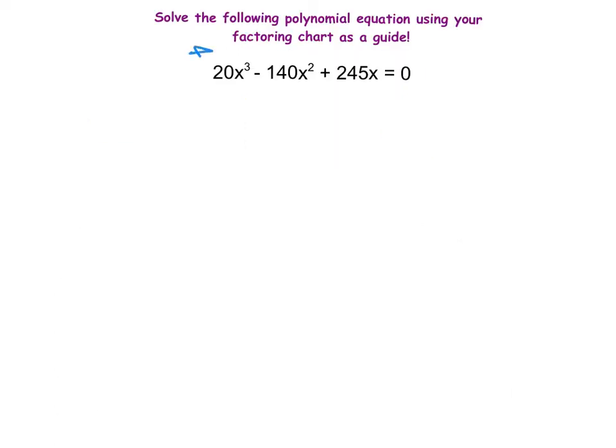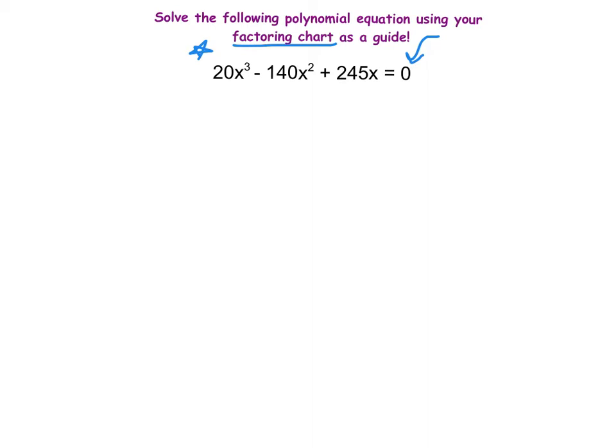So above you will see a polynomial that's a little more complex than the ones we've seen in the past. What we're going to do is use our factoring chart as a guide in order to help us factor and solve this polynomial equation. To start, I notice that I have my equals 0, which is great because then I know that I can use my zero product property eventually. And then if I follow my factoring chart, which you should have sitting next to you, the first thing you always want to do is factor out the greatest common factor.